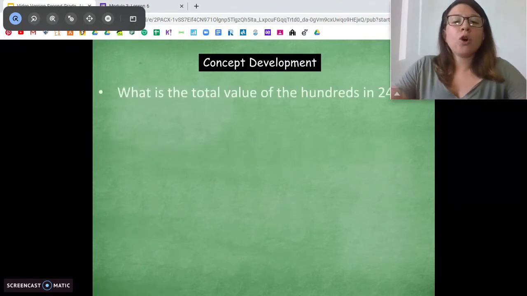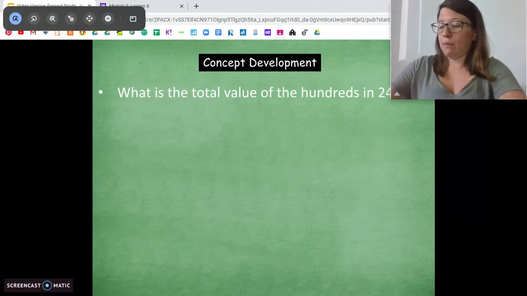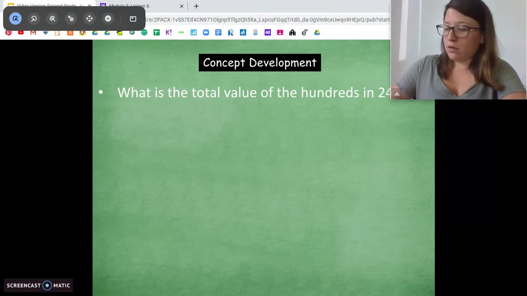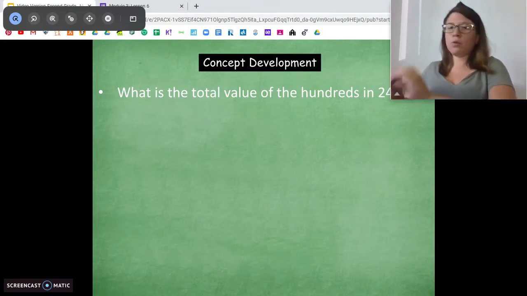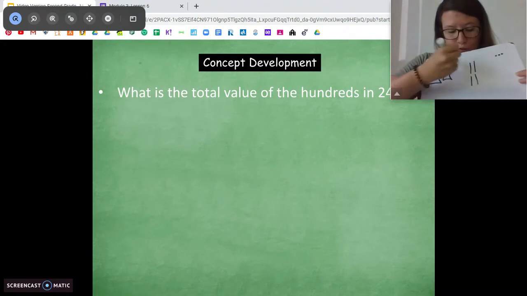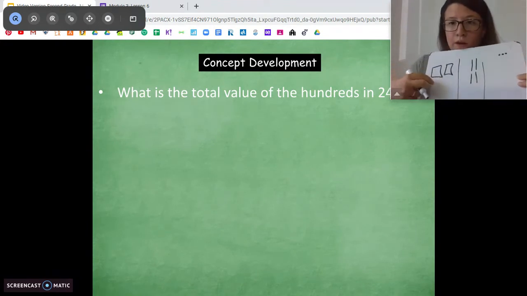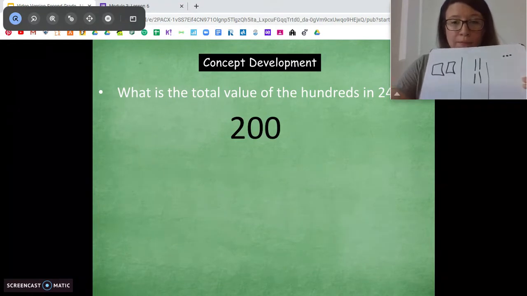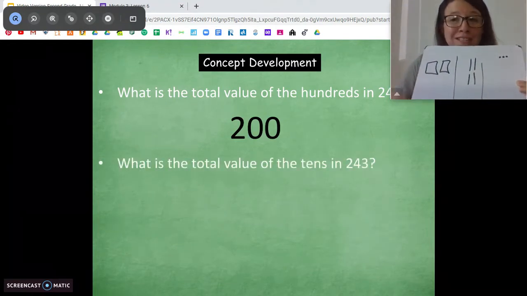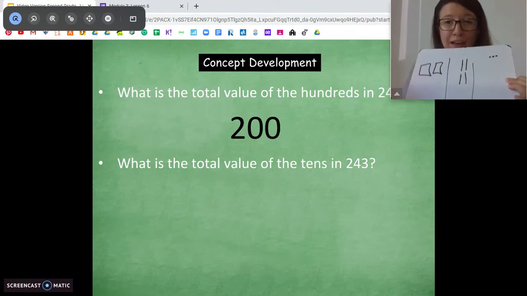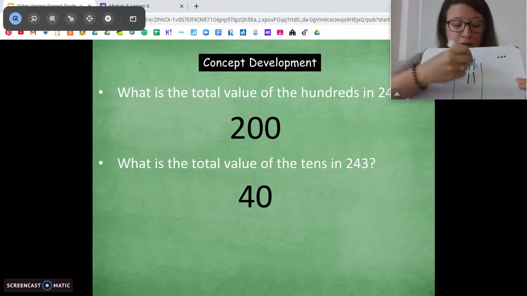Now, what's the total value of the hundreds? I'm going to draw that on my board just to help you out. 2 hundreds, 4 tens, 3 ones. What's the total value of the hundreds? Just the hundreds. 100, 200. Okay? What's the total value of the tens? We have 4 tens. What does that equal? What's that value? 40. Very good. 10, 20, 30, 40.